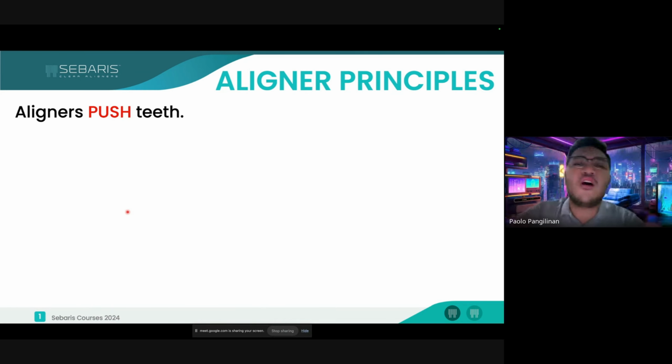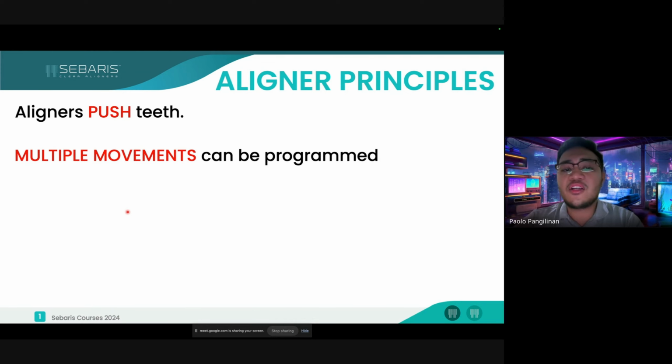Whenever you design mechanics, think: where am I going to push it? How am I going to push it? And how am I going to deliver my objectives just by pushing? Just by the concept of pushing, it helps you set your predictability understanding to a different level. The next concept is that for clear aligners, multiple movements can be programmed. It doesn't go like this where you can level and align, consolidate space, and finish all at the same time. You cannot do that, even for clear aligners.